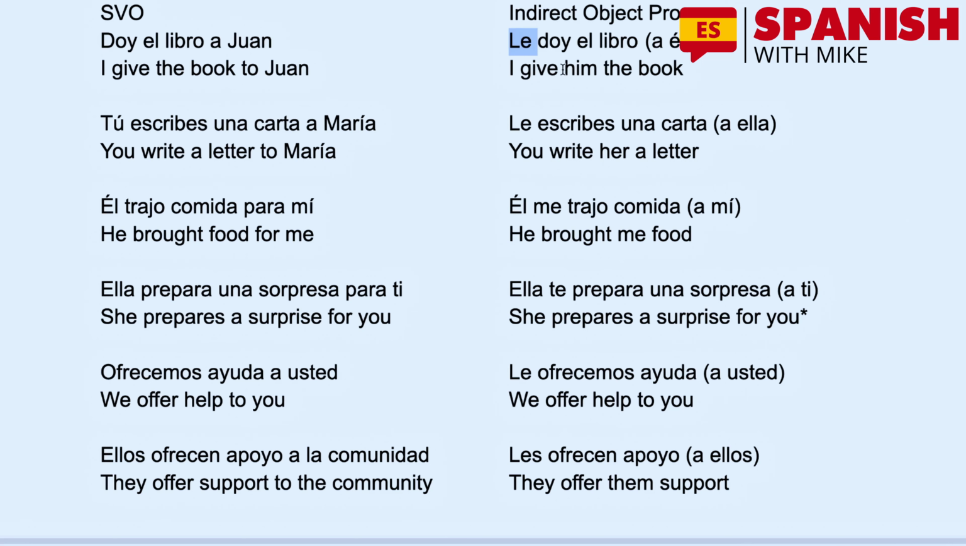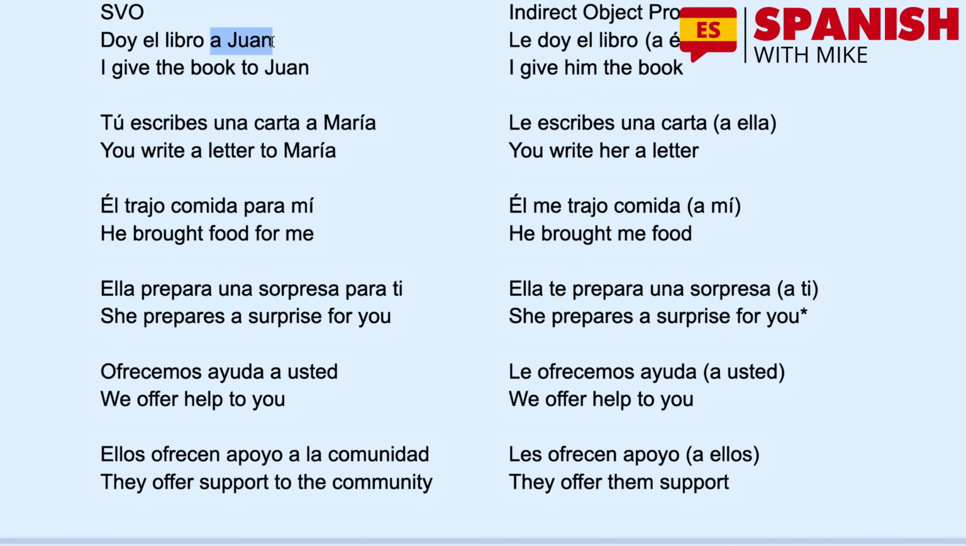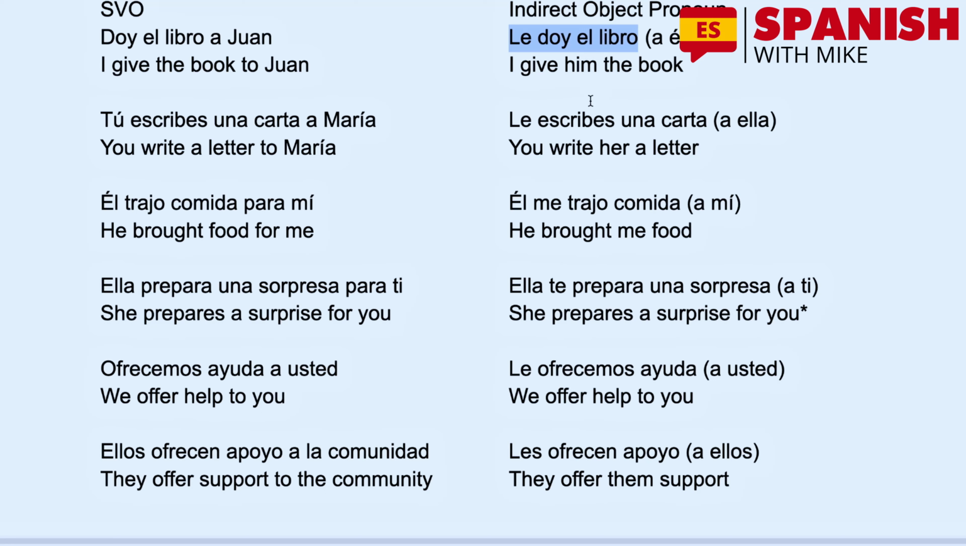The thing is that in English, we still use the object pronoun. In Spanish, we use the indirect object pronoun, and it goes before the verb. "Le doy el libro." "Yo le doy el libro." ¿A quién? A él. Because I'm talking about él, which is Juan. I'm changing Juan for "le doy el libro a Juan." This is something that we can see a lot in Spanish.